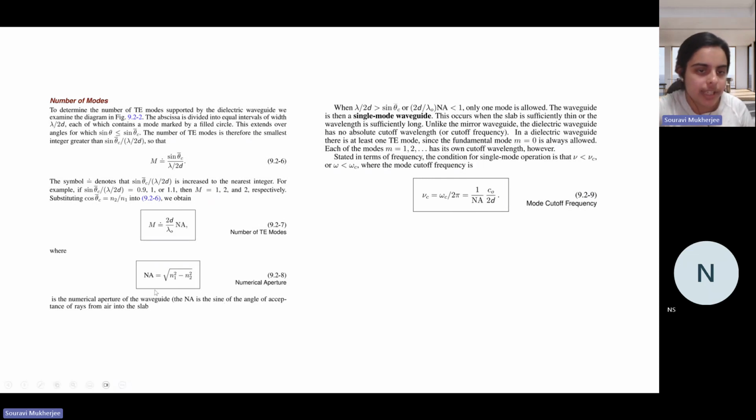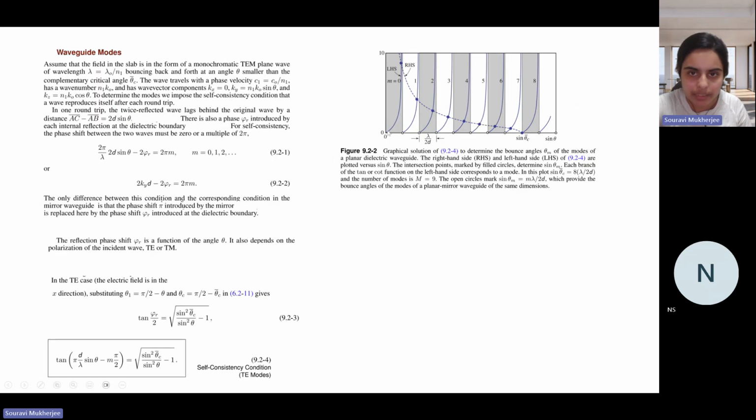Okay, so this is your numerical aperture, and this is how the numerical aperture is related to the dimensions, and this is how we can get the number of TE modes. Now, remember that lambda naught is your wavelength in free space and lambda is your wavelength in the waveguide. So it is n into lambda naught, where n is the refractive index of the media. So suppose this is your lambda by 2d.